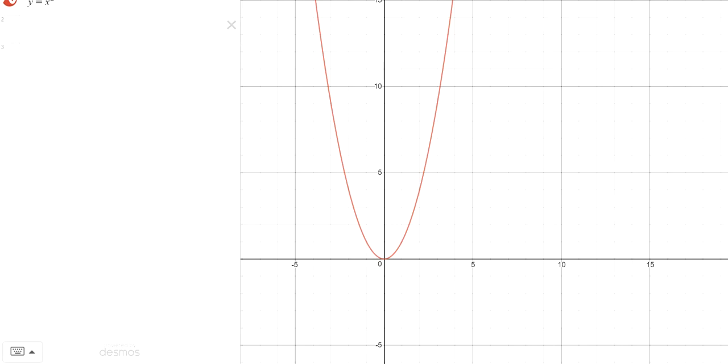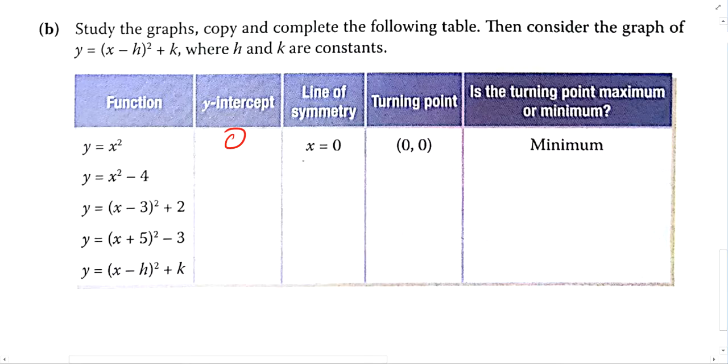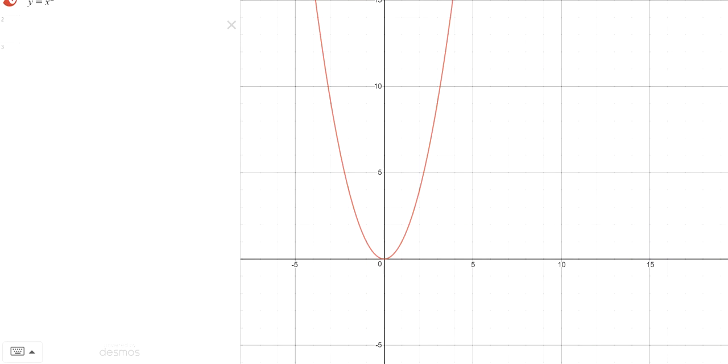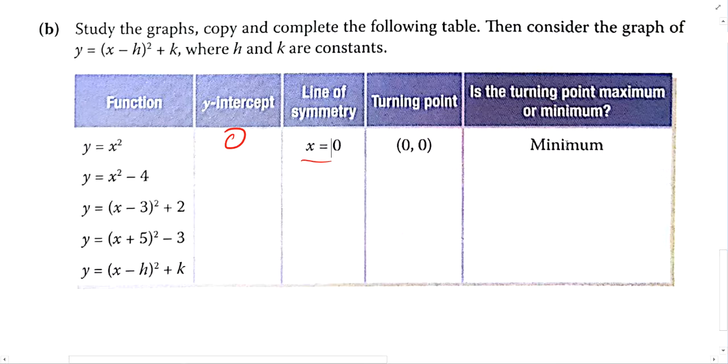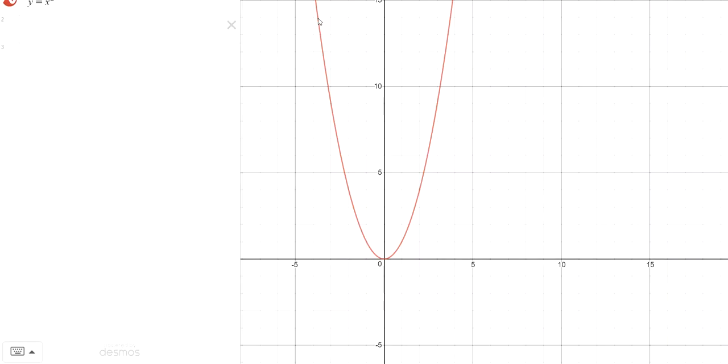Obviously, it is at the vertical axis, isn't it? What is the equation of that line? It is called x equals 0. Okay, that's why we have over here x equals 0. And what is the turning point? Turning point refers to this part over here. The minimum point. Coordinates 0, 0. Is the turning point minimum or maximum? Answer? Minimum. Very obvious, right? That's a minimum point. It can't get smaller than that value.